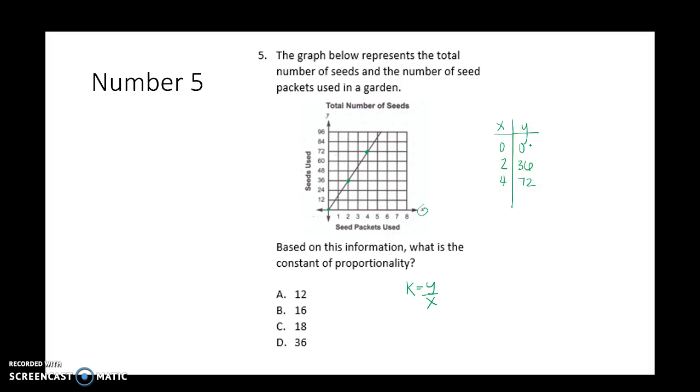So it doesn't matter which point I choose, right? But I'm not going to choose 0, 0. So here we go. I'm going to do 36 over 2. Going to divide it. 2 goes into 3 one time. 3 minus 2 is 1. 6. 2 times 8 is 16. Bam. Done. So 18 is my constant. Pretty easy.